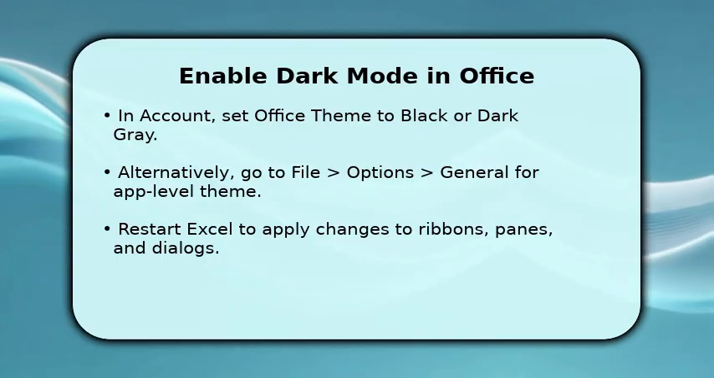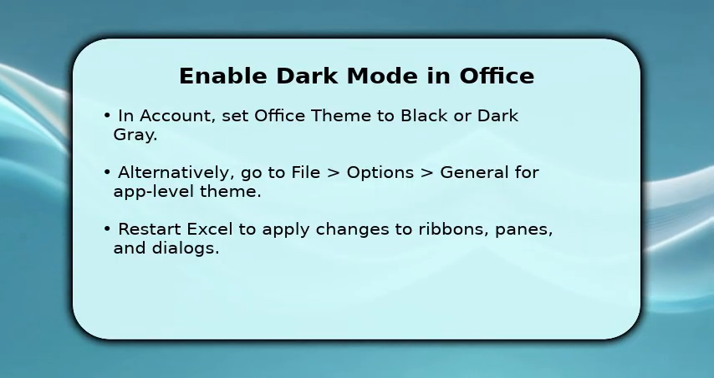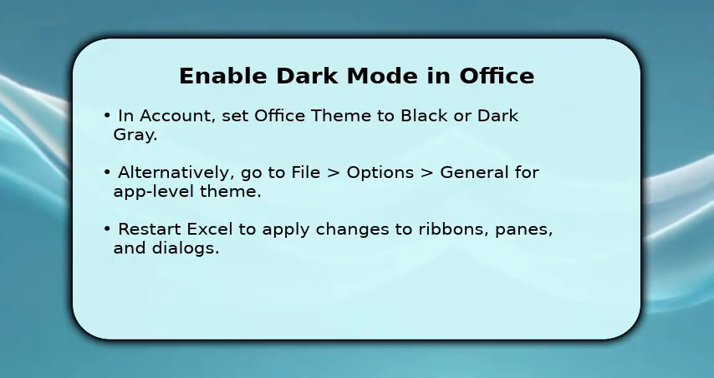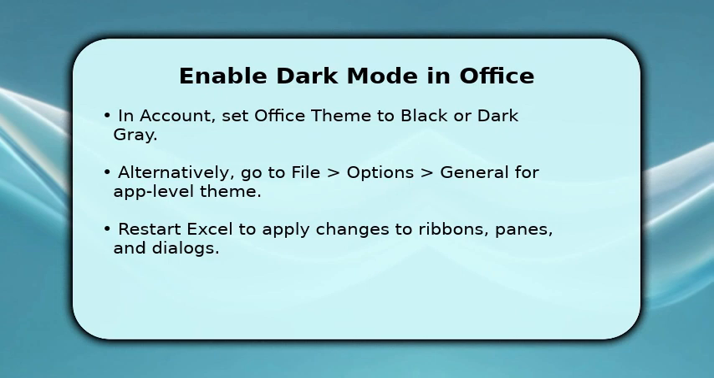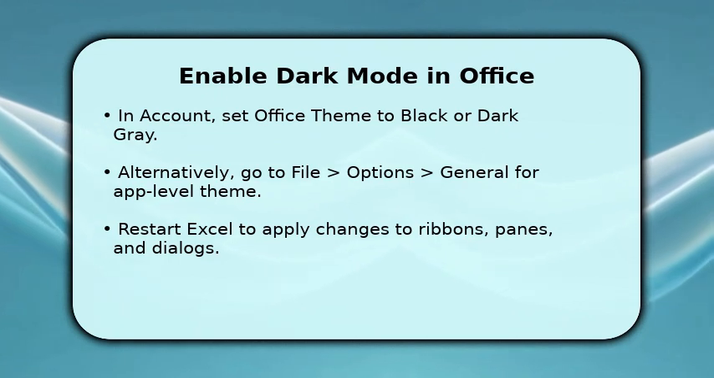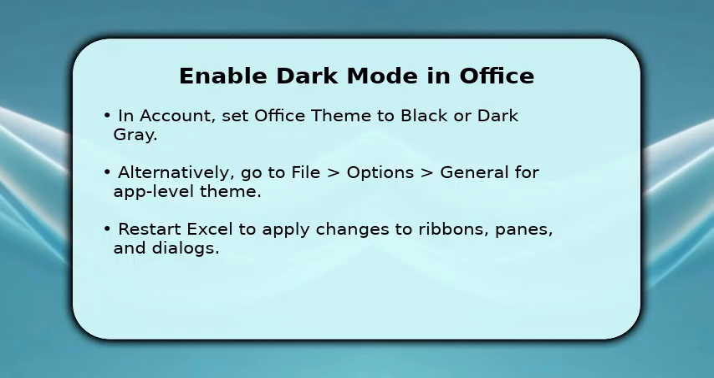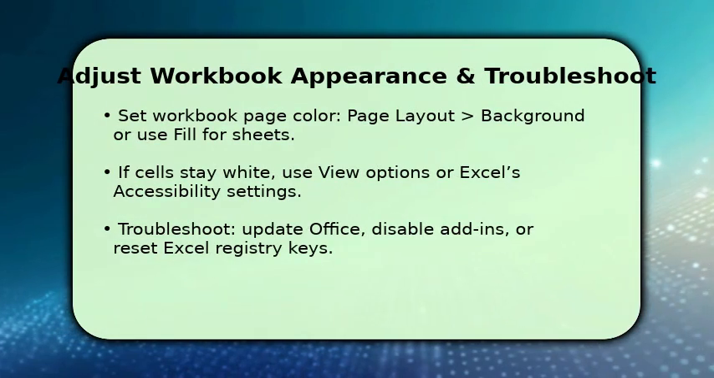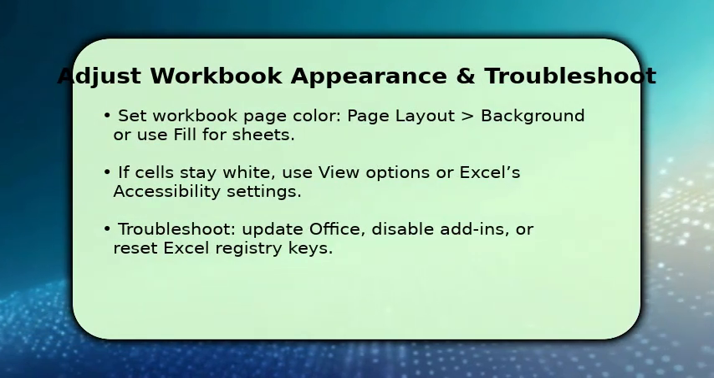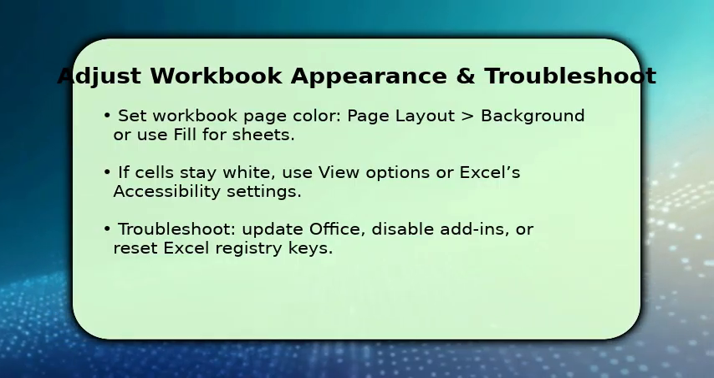Make sure your system-level dark mode doesn't conflict. Adjust if necessary. After enabling Office Dark Theme, you might want the sheet grid to feel darker. Use Page Layout for background or select all cells and fill a darker color. This changes content appearance without affecting printing unless you set print colors.